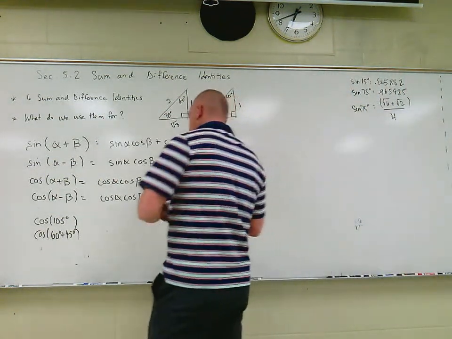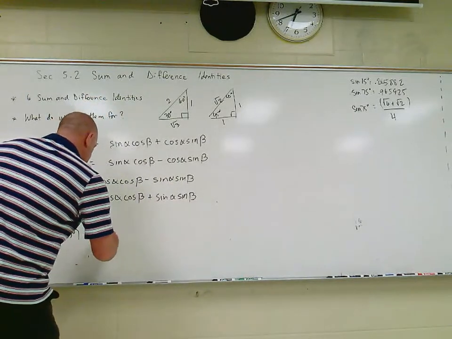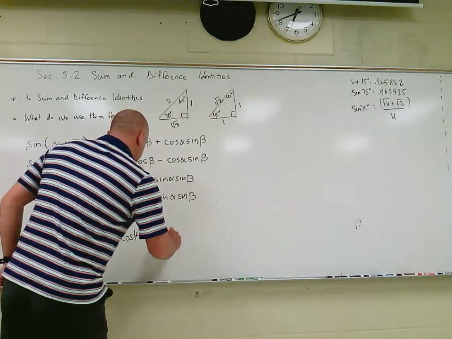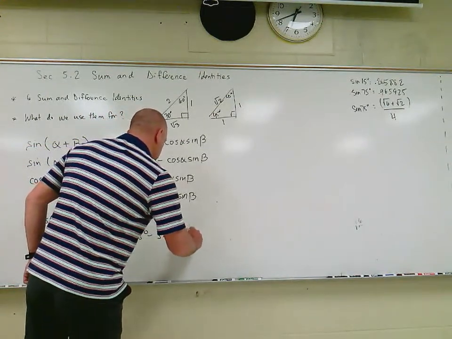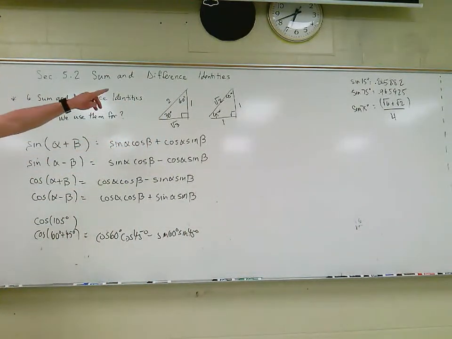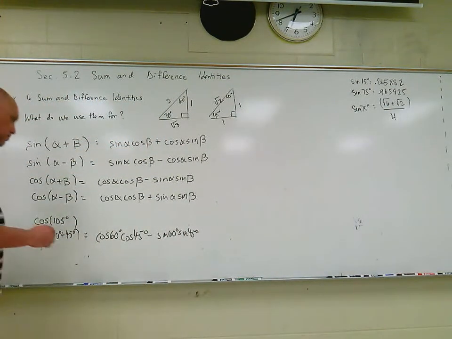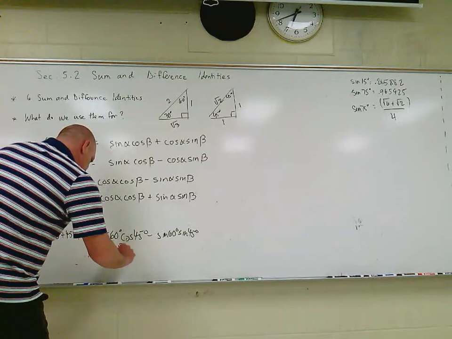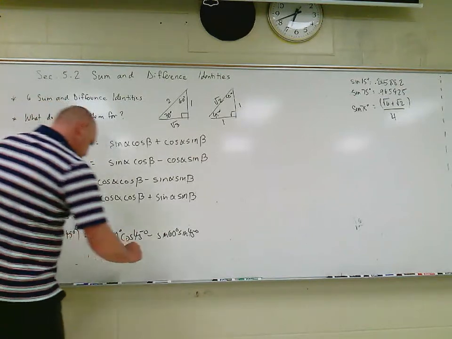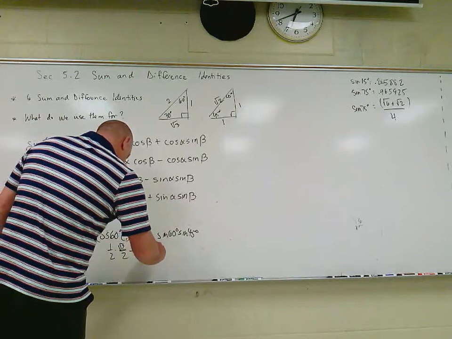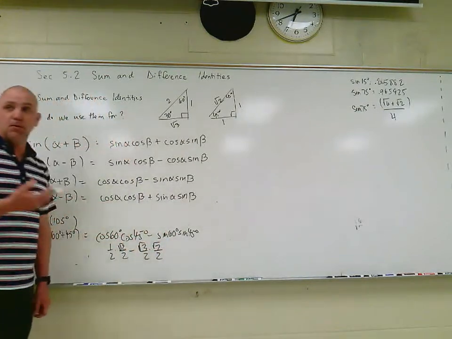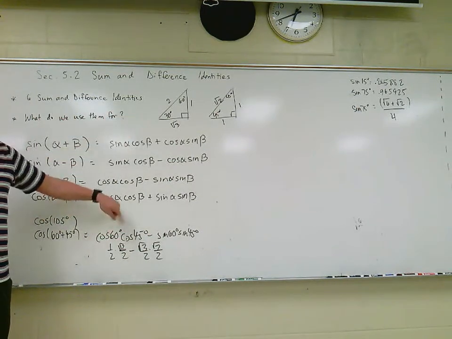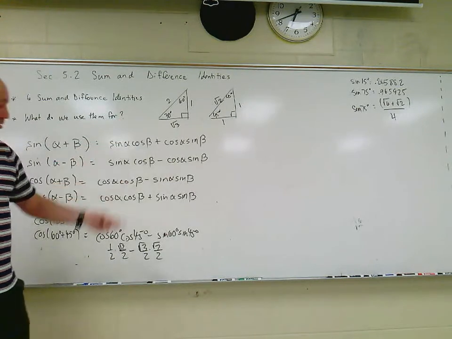Let's look at this one. So it should be cosine 60, cosine 45, minus sine 60, sine 45. All right, so 60-degree angle, what's the cosine of 60? 1/2. Cosine of 45 minus sine 60, sine 45. Now you're going to see when you do anything with 30, 60, and 45 with sine and cosine, you're always going to get a variation of this square root of 2 and square root of 6.